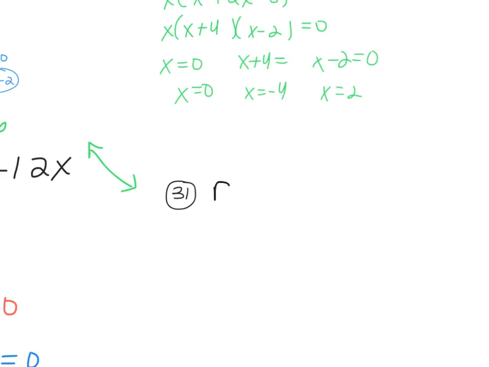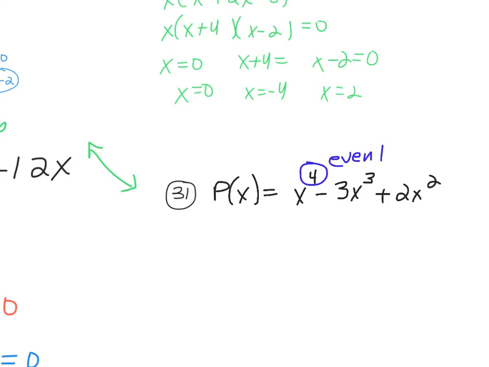Okay. 31. Read 31 to me, please. P of x equals x to the 4 minus 3x cubed plus 2x cubed. Plus or minus? Plus. Thank you. All right, end behavior. We love when it's an even. Even means same. The arrows are going in the same direction. Guys, if it's positive, my leading coefficient is positive.